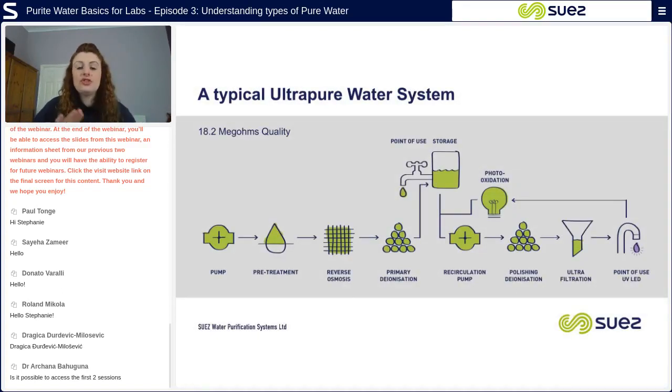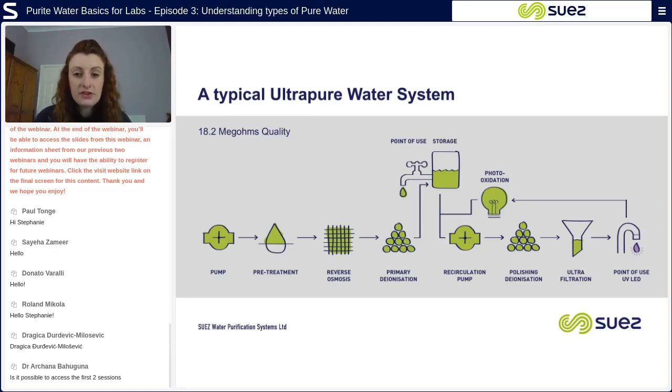So this slide just shows you the process flow of a typical ultra pure water system. So again, I'll just mention the different components. The first component is the feed water boost pump, and again that is to maintain the correct pressure across the water system. The pre-treatment cartridge is to remove the organics from the water. Reverse osmosis removes 99% of bacteria and 98% of minerals from the feed water. And then we have the primary deionization cartridge, and this is to remove the majority of the minerals from the water. Water is then stored in a storage tank. So we've then got the recirculation loop again.